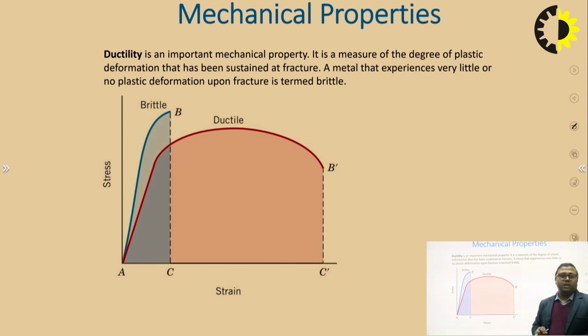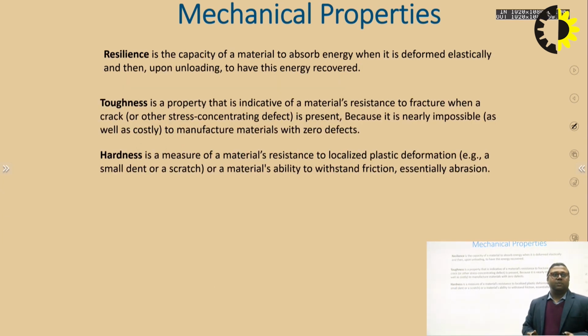In case of ductile material, we see each and every point, that is upper yield point, lower yield point, proportionality limit, elastic limit, rupture strength. Resilience is the capacity of the material to absorb energy when it is deformed elastically, and then upon unloading to have this energy recovered. So resilience represents the capacity of energy absorption when it is elastically deformed, and when we unload the forces from a particular material, then this energy is again restored.